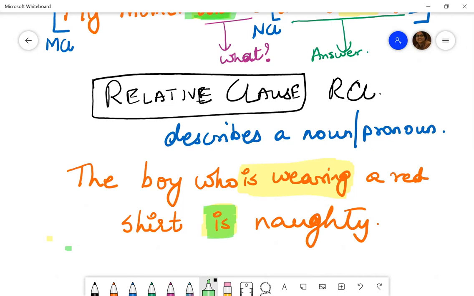This is the main idea. This is a subordinate idea. And what does the subordinate idea do? What is this chunk? The chunk is basically who is wearing a red shirt. And that chunk is your relative clause, right?